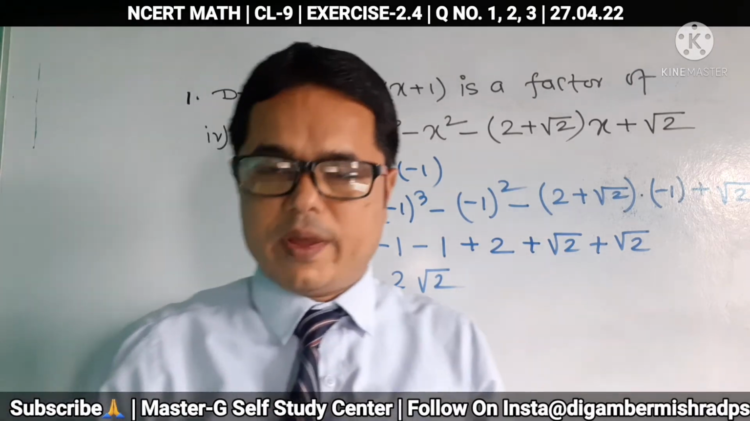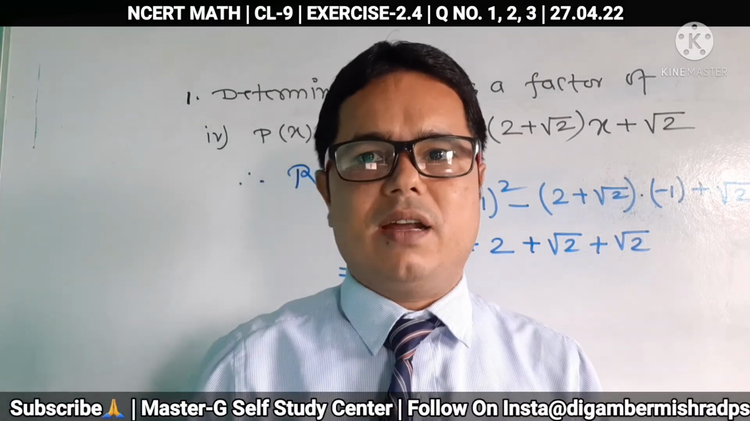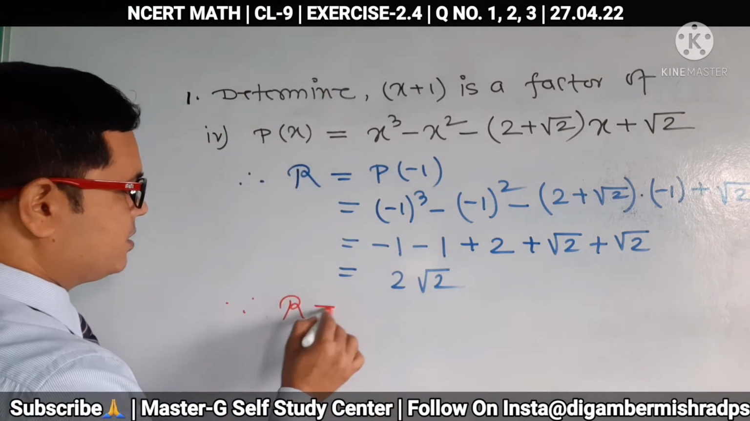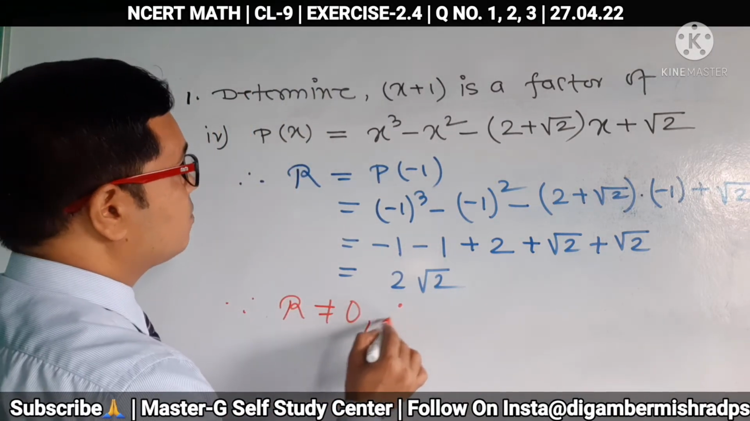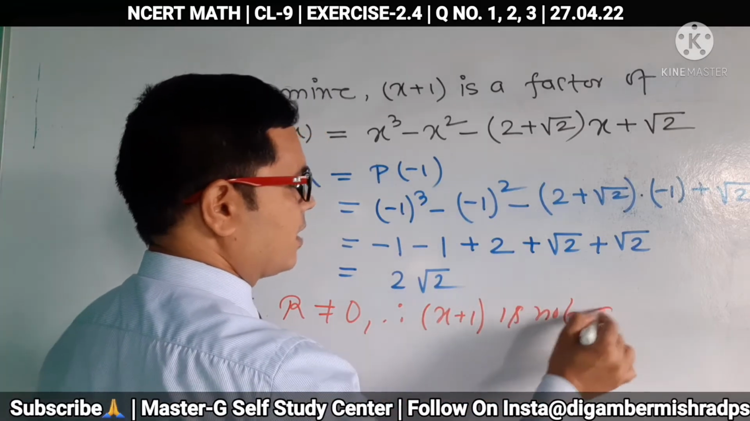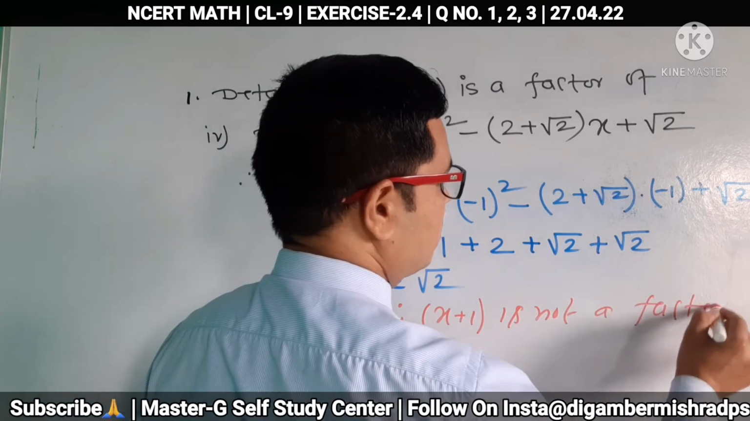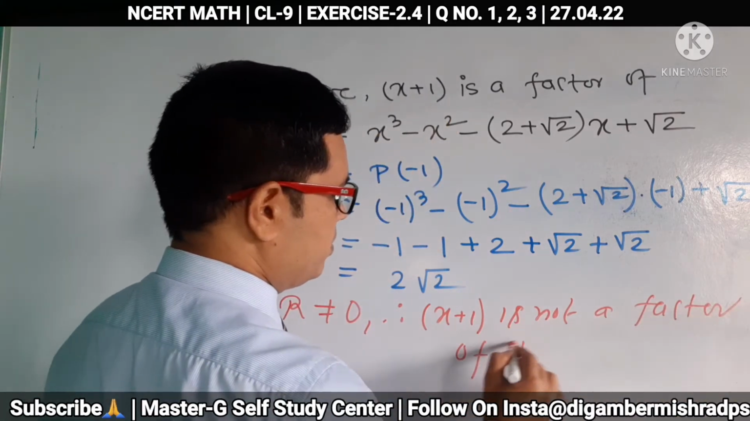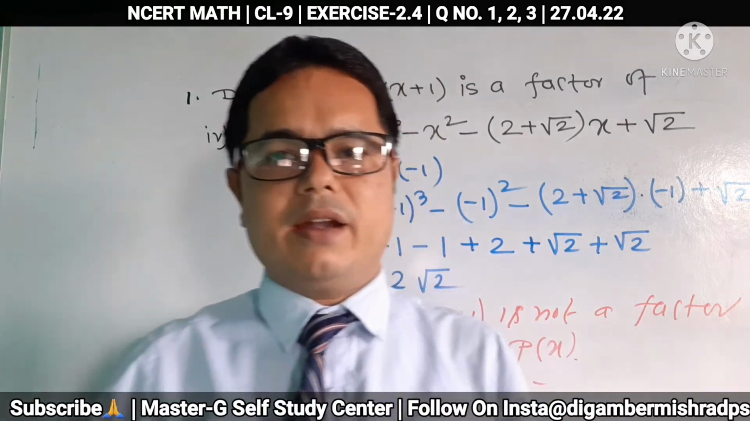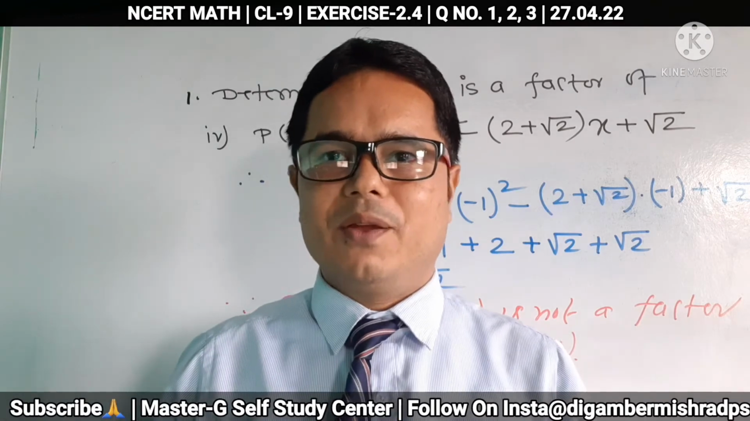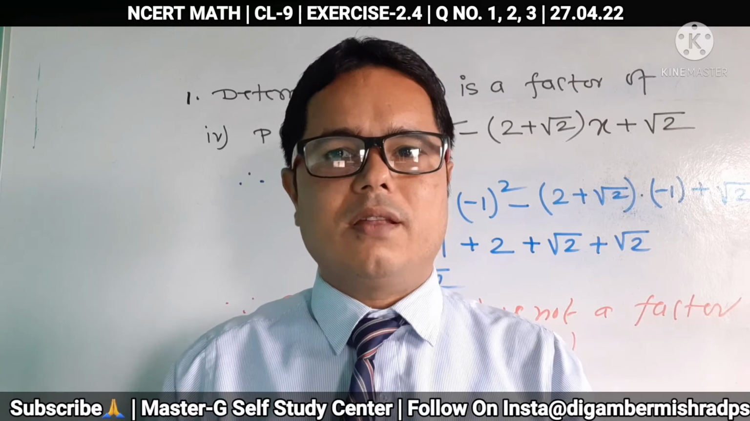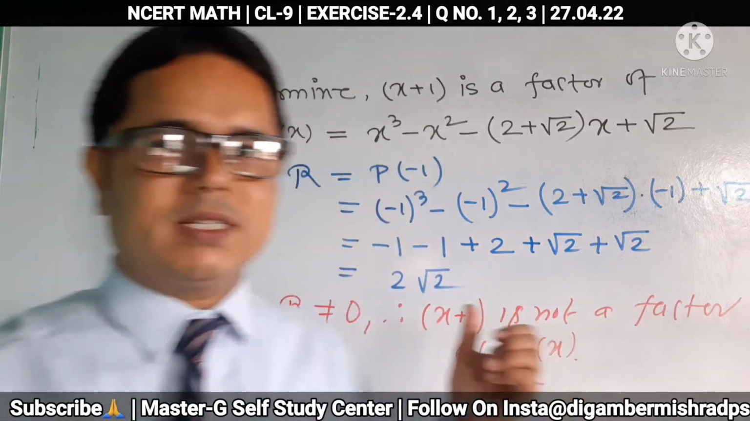So here also we are observing that the remainder has not come 0. So we will write, since remainder is not equal to 0, therefore x plus 1 is not a factor of the polynomial p(x). So hope using the remainder theorem and the factor theorem, we can simply know whether the given polynomial is a factor of another polynomial or not. Have a look once here at the answer.